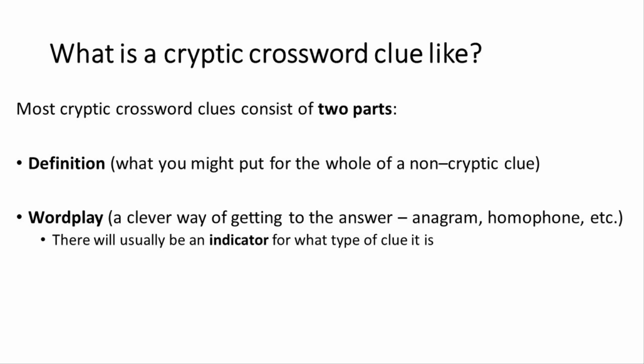The 2 components of a cryptic crossword clue are the definition, which is what you might put for the whole of a non-cryptic clue, for example, piece, farm animal, set, and then the wordplay, which is the clever way of getting to the answer. This could be an anagram, a homophone. There's loads of different cryptic crossword clue types that I'm going to go through later. There's usually an indicator for what type of clue it is, which helps you get to the answer.